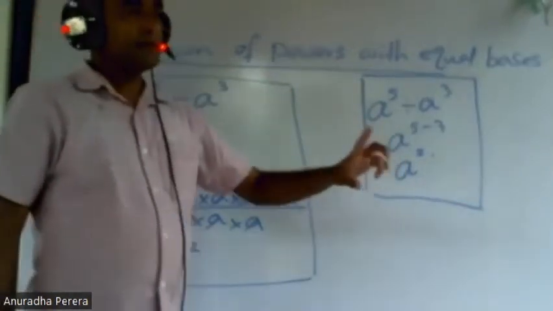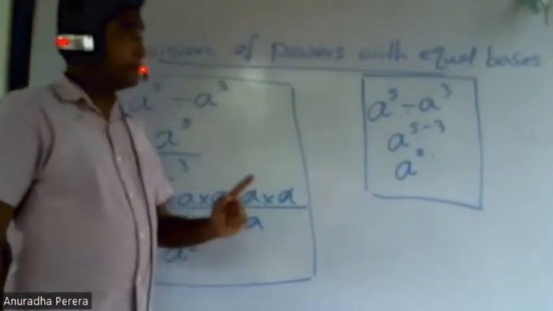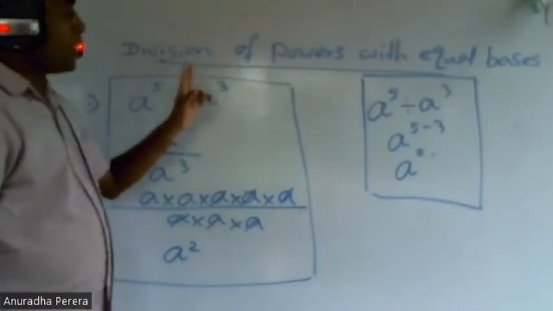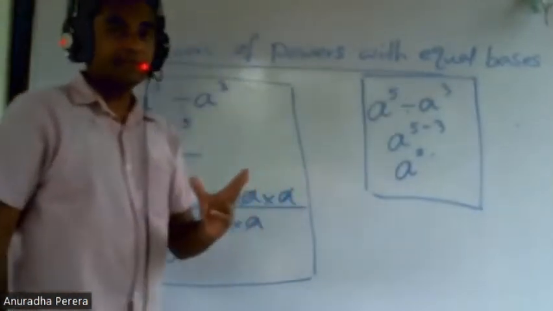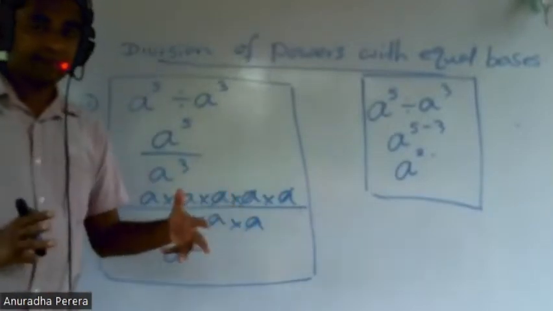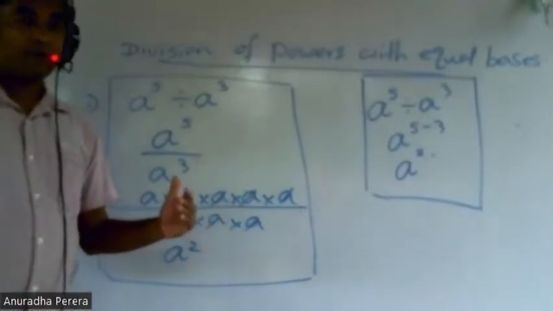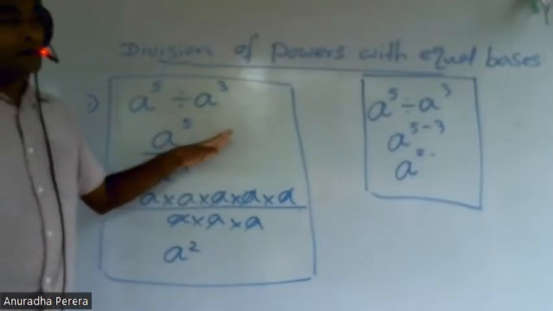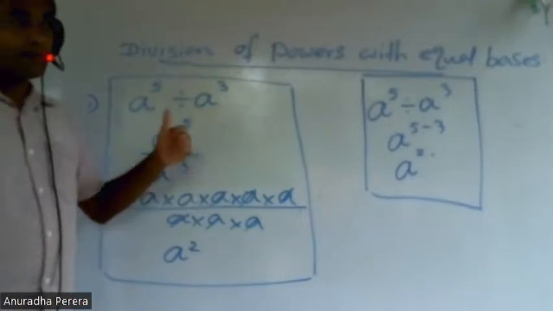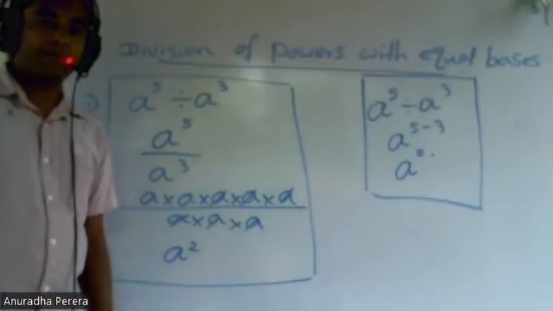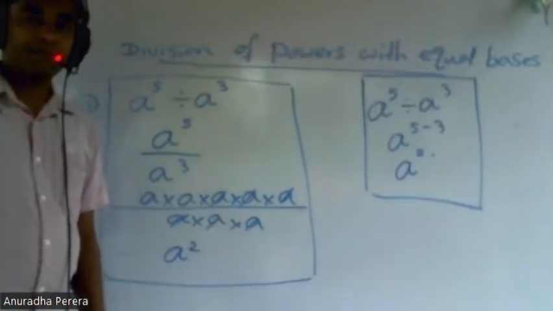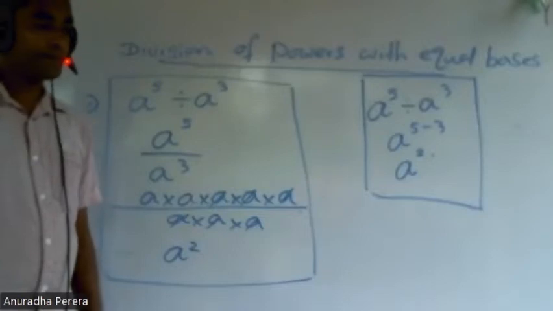Last week, we did how to multiply powers, two powers with the same base, right? Coming to how to obtain the answer when multiplying two powers with the same base. Yes, Uta?